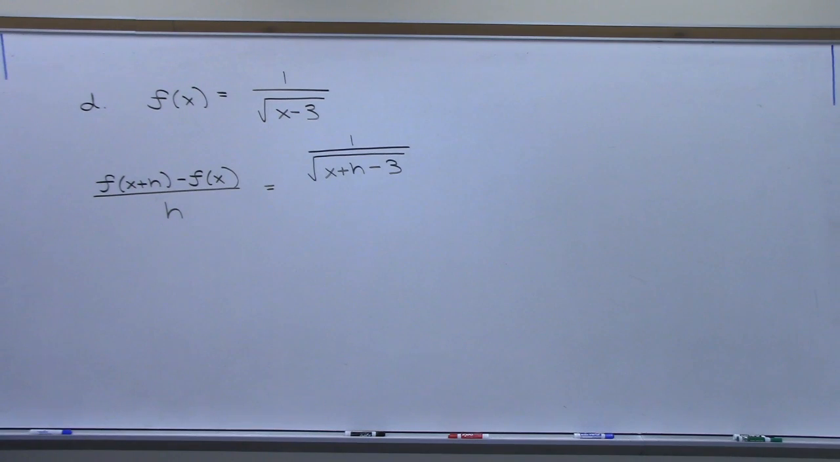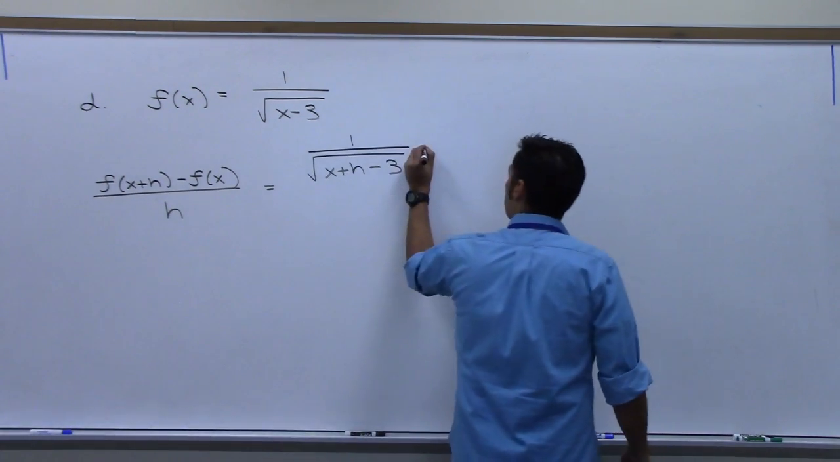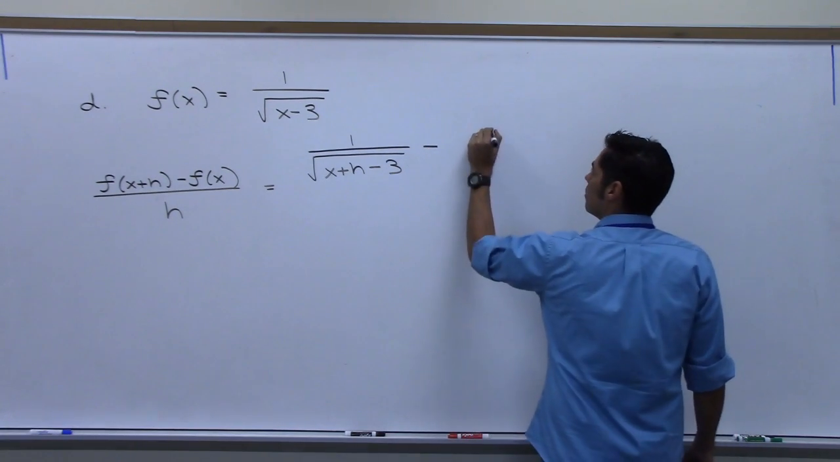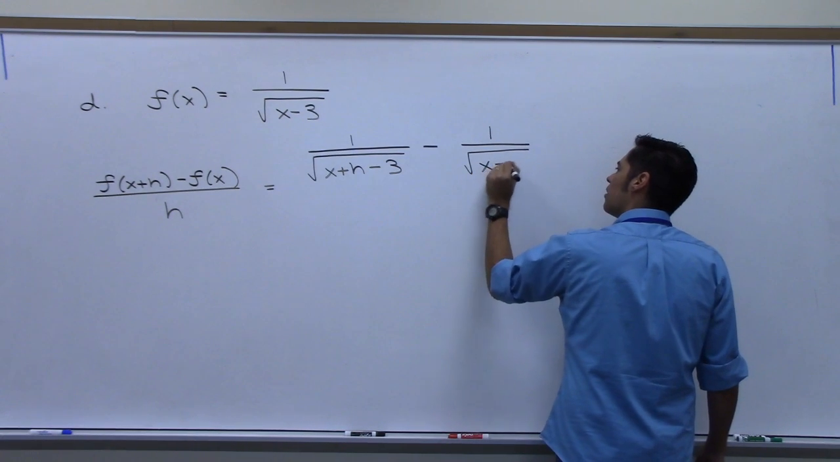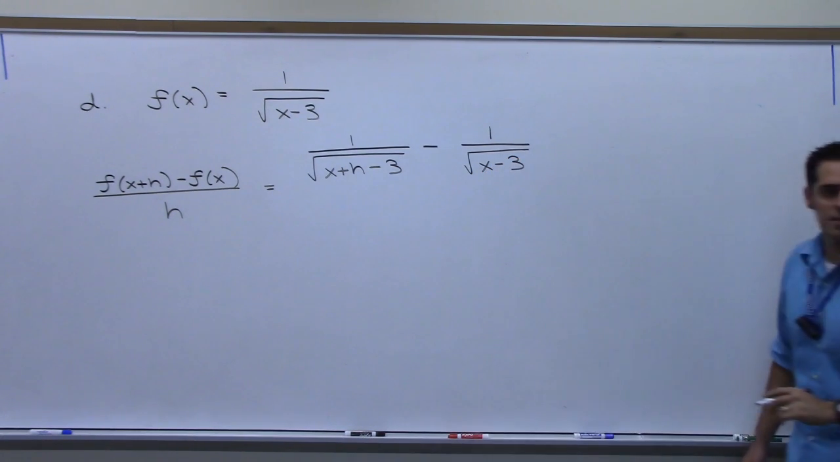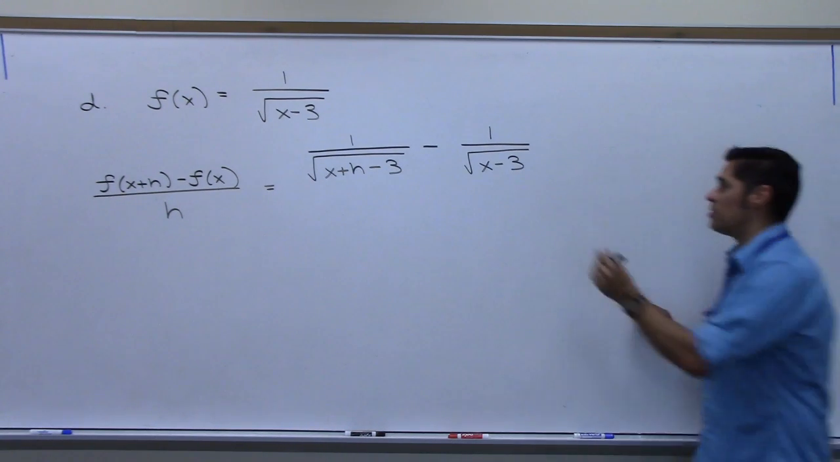Now, I want to subtract from that what? f of x, 1 over the square root of x minus 3. All of this over h.